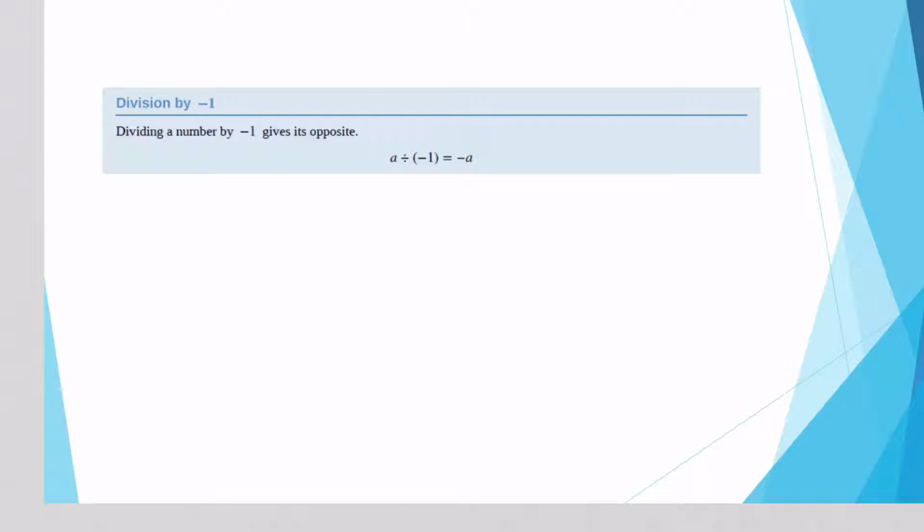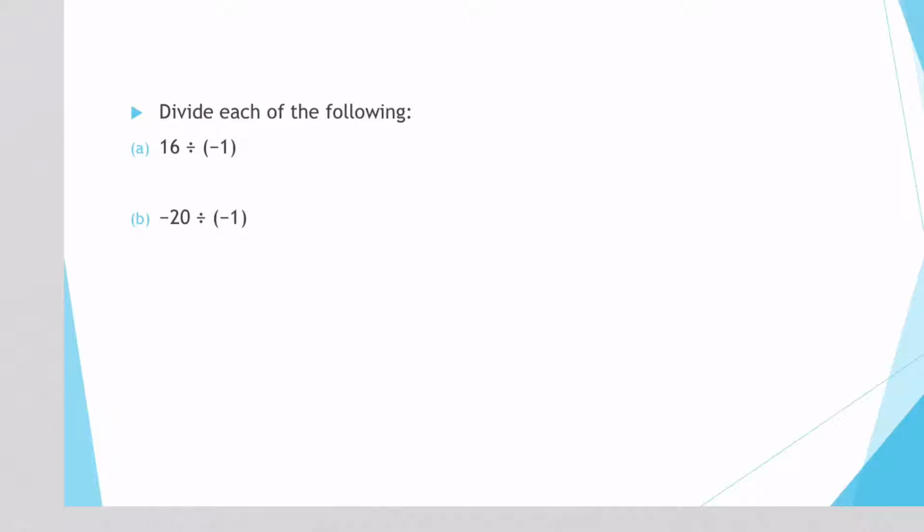Okay, anytime you divide by negative 1, you get the opposite of that number. So let's divide 16 by negative 1. Anytime we divide by negative 1, we get the opposite. So the opposite of 16 is negative 16. Negative 20 divided by negative 1. The opposite of negative 20 is positive 20.